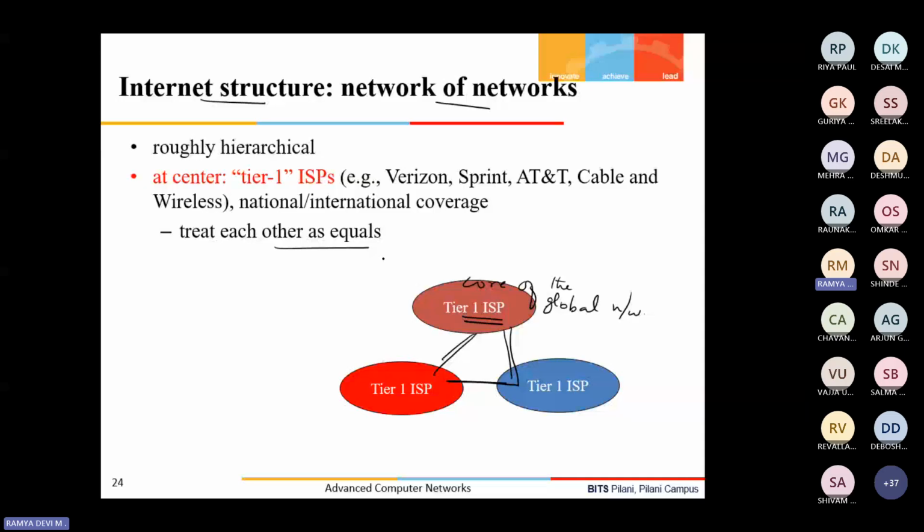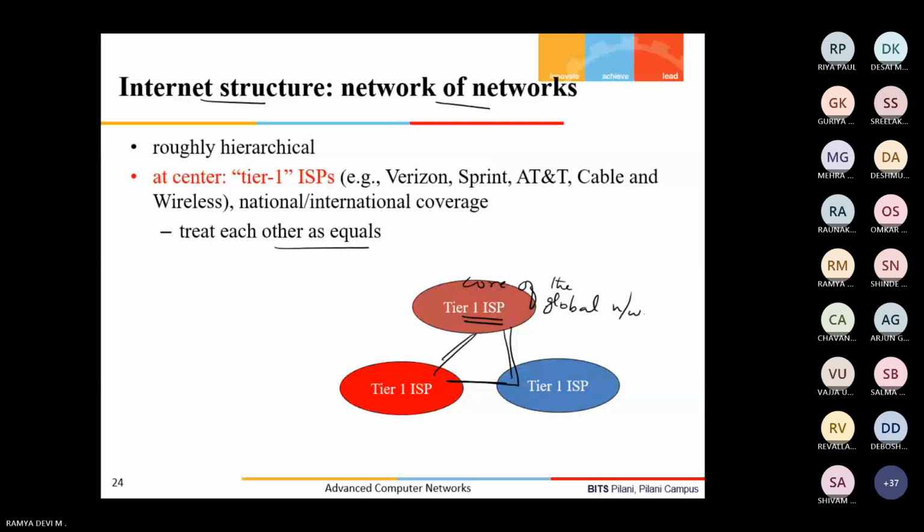Below Tier 1 ISPs, you'll have Tier 2 as well as Tier 3. Tier 2 and Tier 3 need to make a payment for the connection. If they want to connect to the Tier 1 ISP, they need to pay the higher-level ISPs. We'll see that here. This will be interconnected.